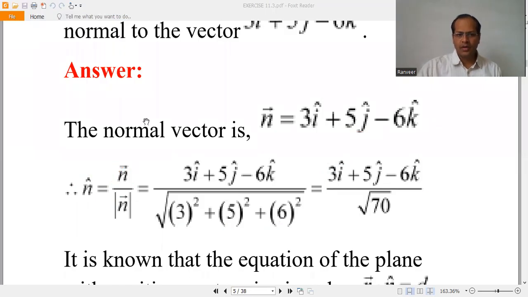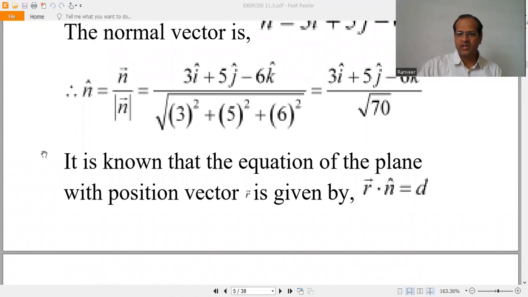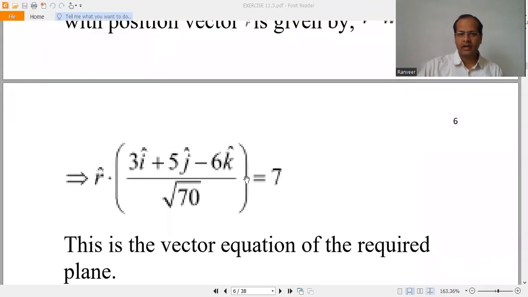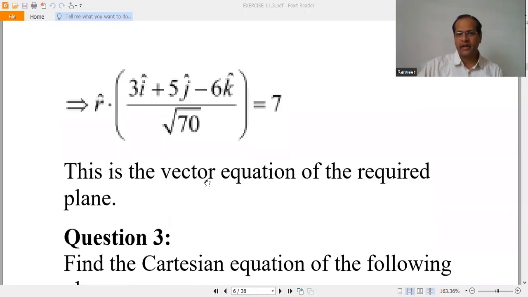Now, it is known that the equation of the plane with position vector r is given by r dot n equal to d. R dot n equal to d. So we know the value of the unit vector n. So r dot unit vector n equal to 7. So this is the vector equation of the required plane.